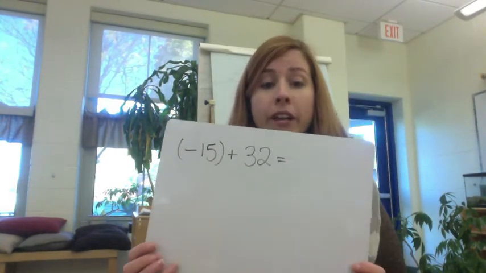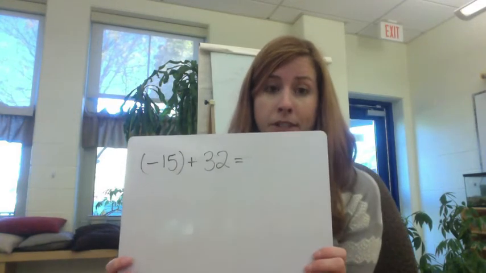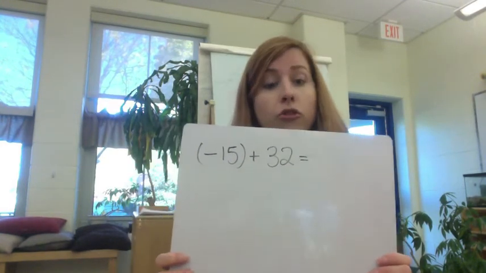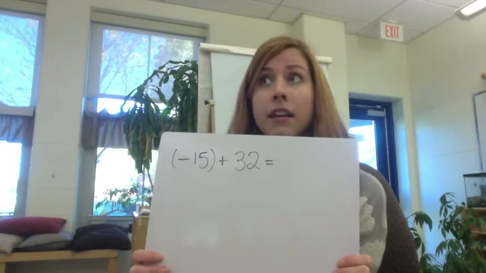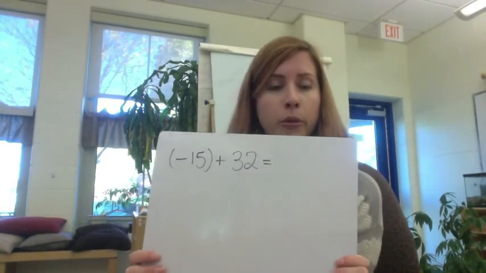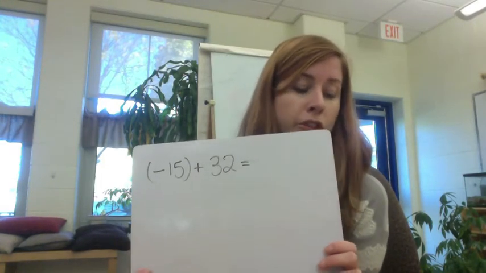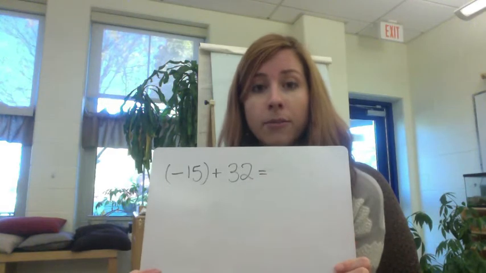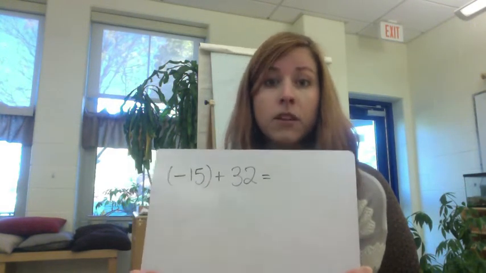So here we have another example for you to try. It's negative 15 plus 32. And you can try it two ways. You can try it with subtraction and then think about whether it'll be positive or negative based on which number is bigger. Or you can use your Unifix cubes and try it out. So give it a try, pause the video, and we'll come back here and see how it goes.